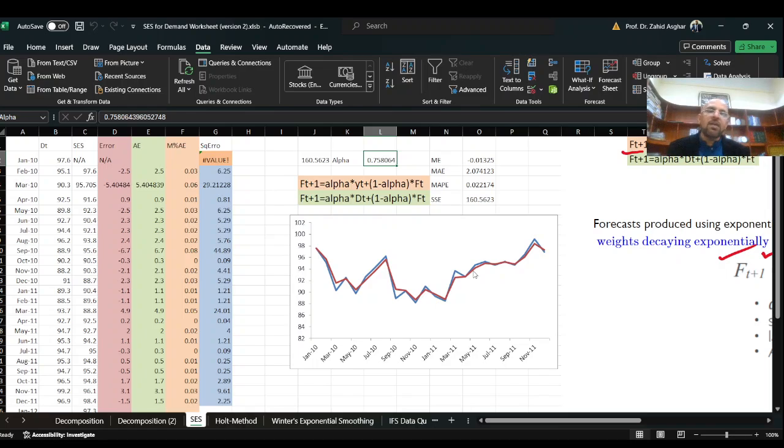When we have trend, we have two parameters, alpha and beta, and then we may use Holt, and similarly the Holt-Winters method. I will also explain these methods using R in detail. Stay in touch. Take care.